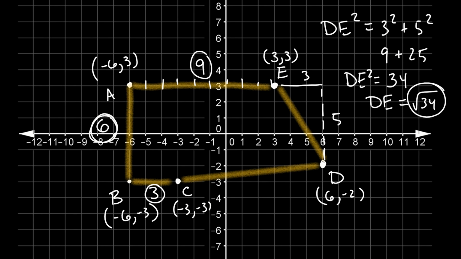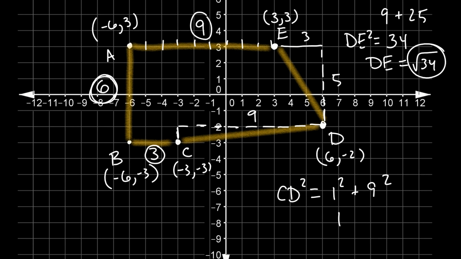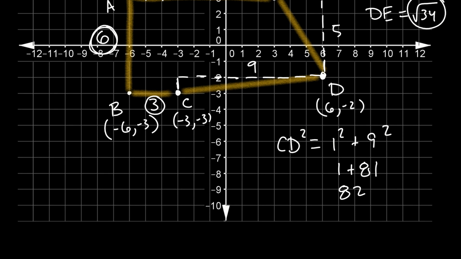Let me circle that. And then the final part I've got here is this from C to D. So that has a rise of 1, and then I'm going from -3 to +6. So that length along there is 9, right? 1, 2, 3, 4, 5, 6, 7, 8, 9. So that's 9. So the length of segment CD squared is going to be 1 squared plus 9 squared, which is 1 plus 81, which is 82. So that means that the length of segment CD is going to be the square root of 82, and that's going to be part of my perimeter.